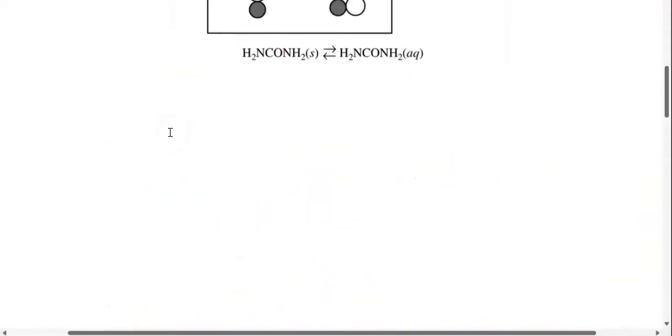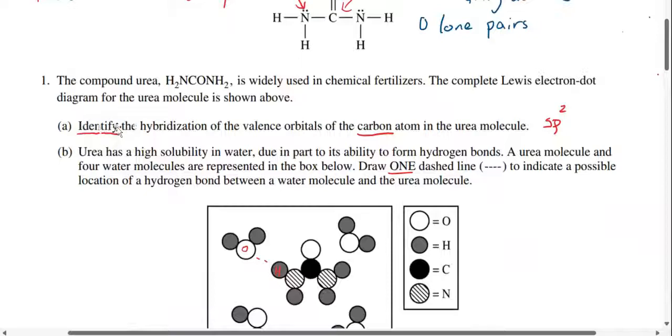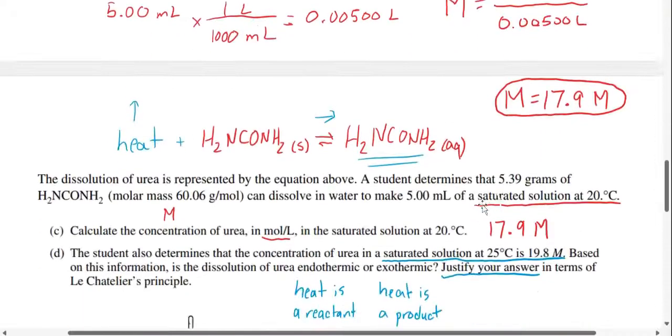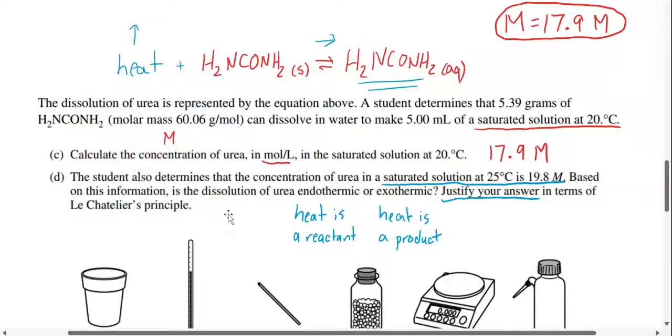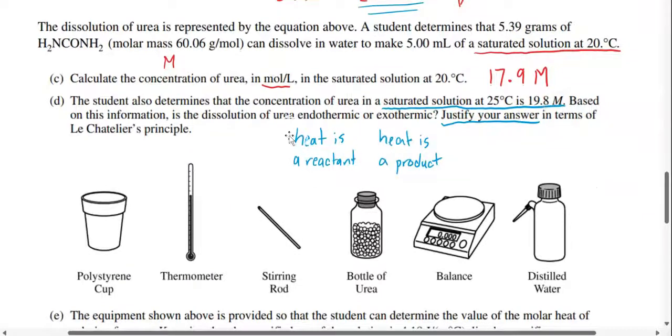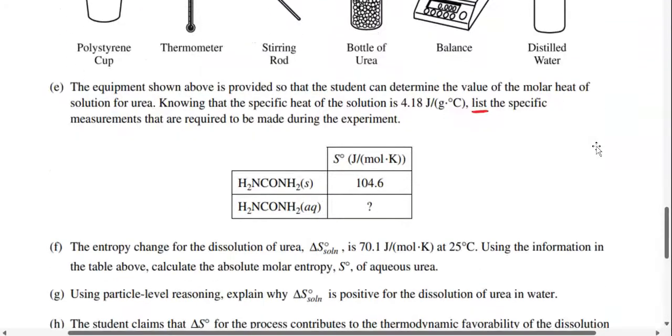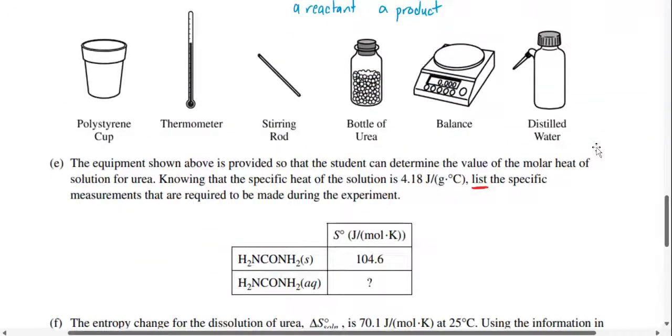So in A, the action verb was identify. In B, it was draw. In C, it was calculate. In D, well, the first part of the D did not really have an action verb, it just asked a question. And then it said justify. And then now E, it just says list. So again, we do not need to explain our list. We just need to list specific measurements. Now, I am going to explain it so that you understand my list, but I'm just showing you that you don't need to.